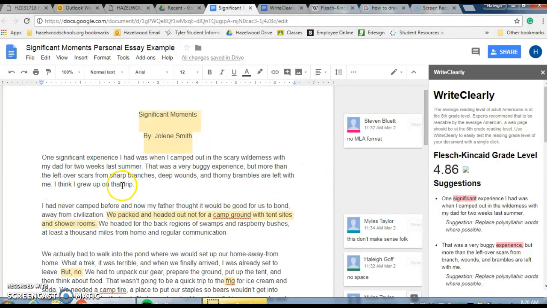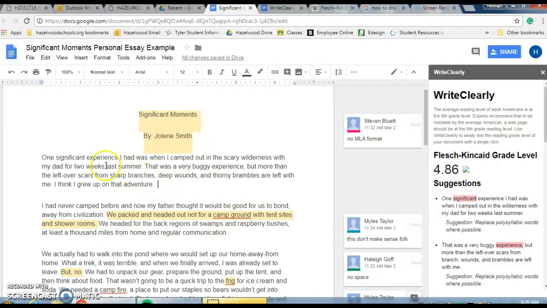I think I grew up on that trip. I don't like the word trip. I'm going to use the word adventure. So trip is 1 syllable and adventure is 3 syllables, so that will improve the complexity of that. Okay, so I changed the complexity of individual words.